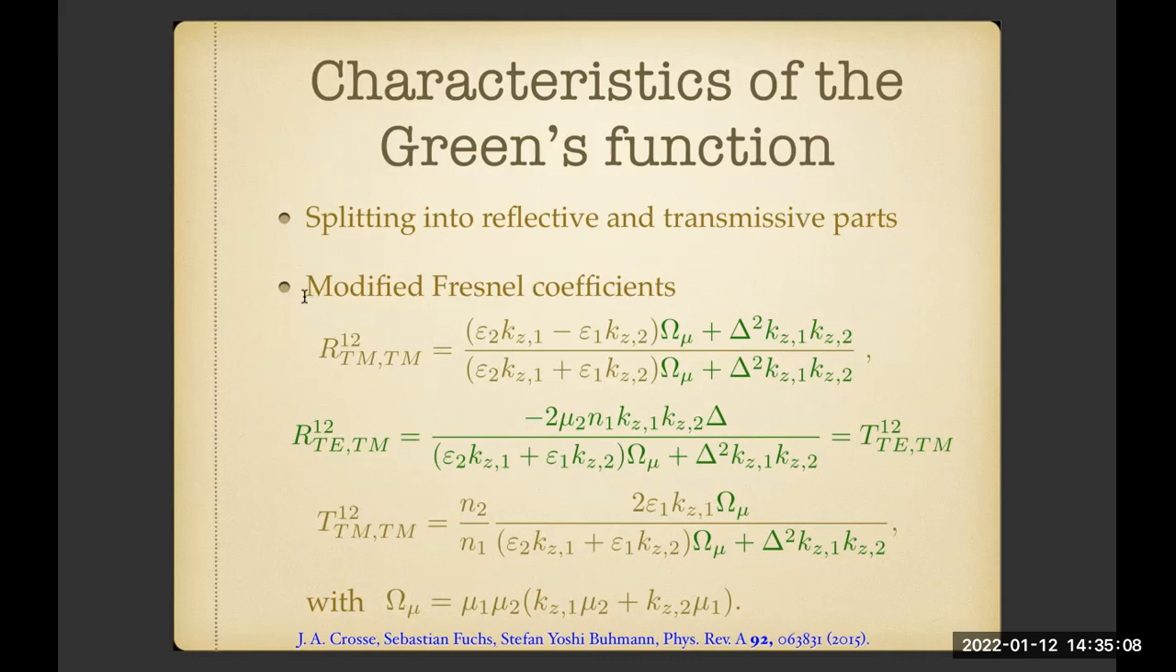Another feature of this Green's function is that the Fresnel coefficients, that we are very familiar with, will be modified. In green are the modifications. If you take delta equals 0 to recover the standard case, they are gone, and we recover the standard Fresnel coefficients. But as you can see, they are more complicated. Also very important to notice is this modified Fresnel coefficient, the second one, which is a crossed term because it mixes the polarization, or the normal modes, of standard electrodynamics.